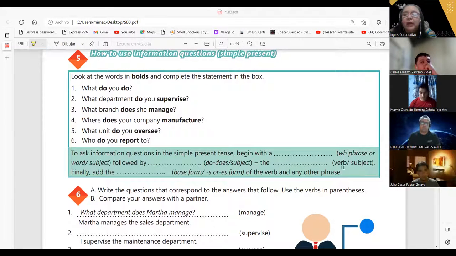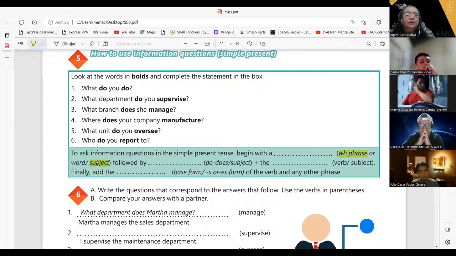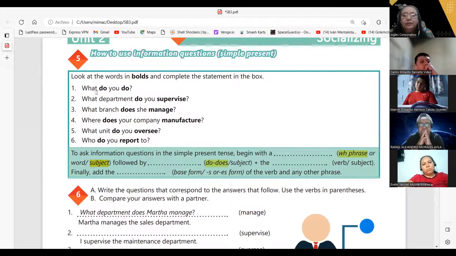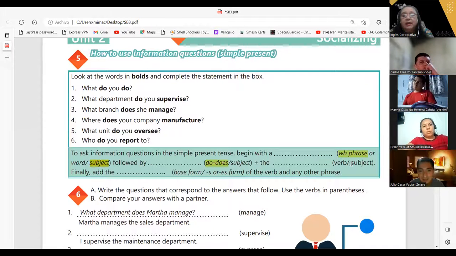Okay, WH phrase. And subject, followed by do, does. Okay. Followed by do or does. And after do or does, we use the verb or the subject? The subject.